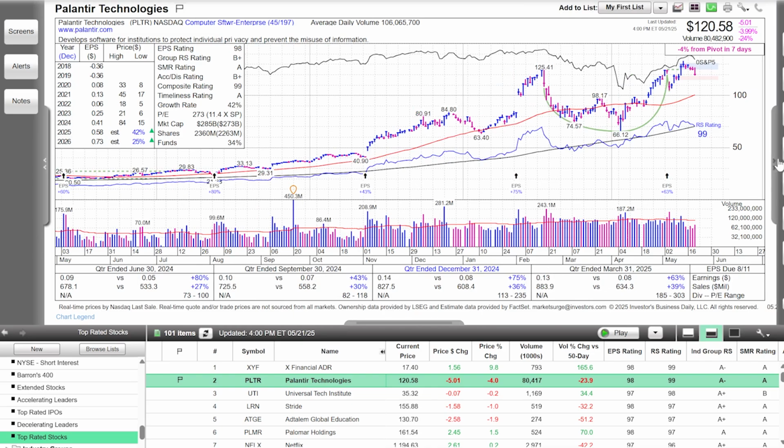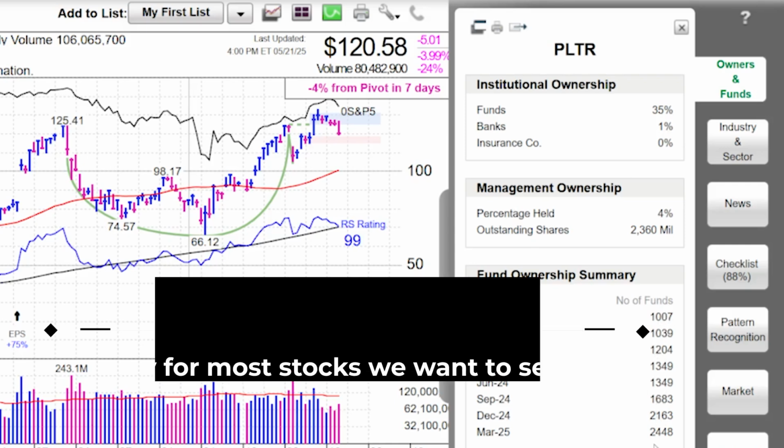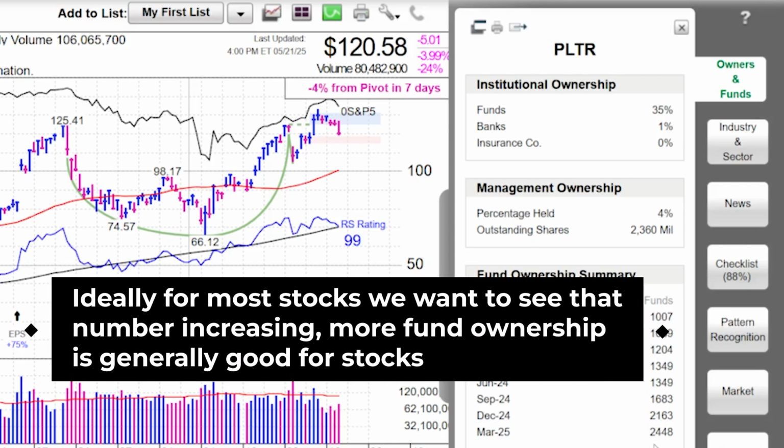So we'll pull up this panel, and we can see here first what percent of Palantir shares are owned by funds and banks as well as management. We can look at the number of funds that own this stock over time. So ideally, for most stocks, we want to see that number increasing. More fund ownership is generally good for stocks.